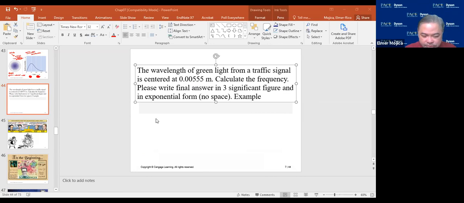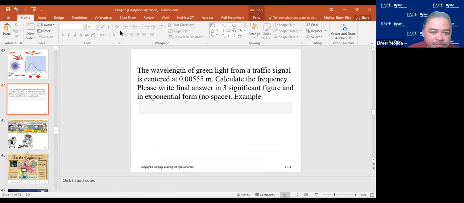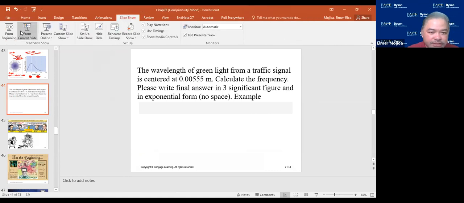As you could see, speed of light is equal to, I have to make this into a slideshow.